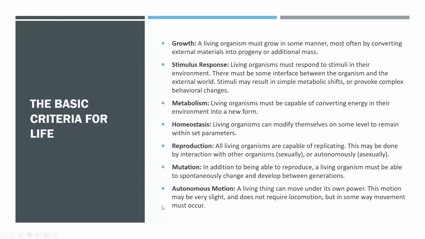So scientists have come up with some basic criteria for what makes something living. And I have them here in bold. Our first one is they have to be able to grow. So a living organism must be able to grow in some manner. Most often this is converting external materials like carbon or food into either more of itself, progeny, or additional mass. So this could be getting bigger or making more of them, but either way, it's going to be growing.